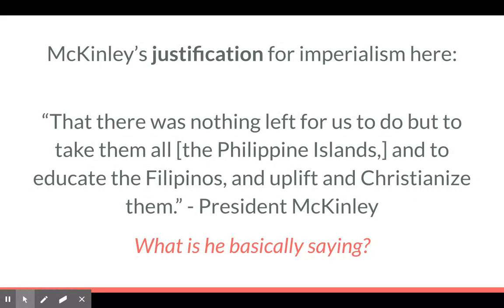But I wanted you guys to see this quote by our president. This is a justification for imperialism. When being asked why he was taking over the Philippines, this is what he said: that there was nothing left for us to do but to take them all, the Philippine Islands, and to educate the Filipinos and uplift them and Christianize them. There was nothing left for us to do but to take them all. It's our duty to educate them, to uplift them, to Christianize them.